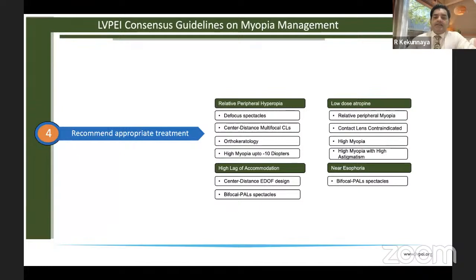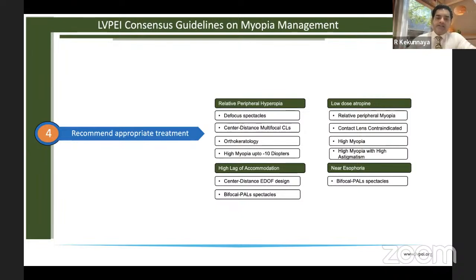The fourth step, this is the summary of my whole presentation. If there is pure axial myopia without any relative peripheral hyperopia, you can start with low dose atropine. If there is relative peripheral hyperopia, defocus spectacles are probably better. If there is a lag of accommodation, as you can see in this slide, central distance EDOF design lenses or bifocals, PALS spectacles are better. If there is pure near esophoria on cover test, bifocals are better.